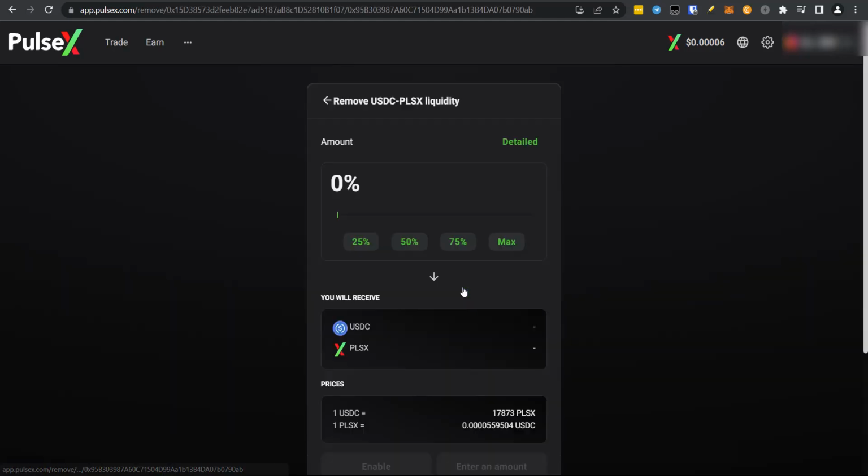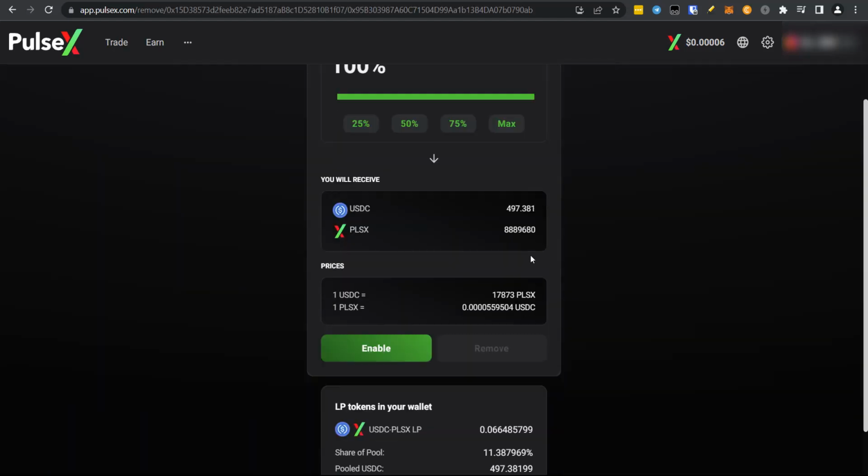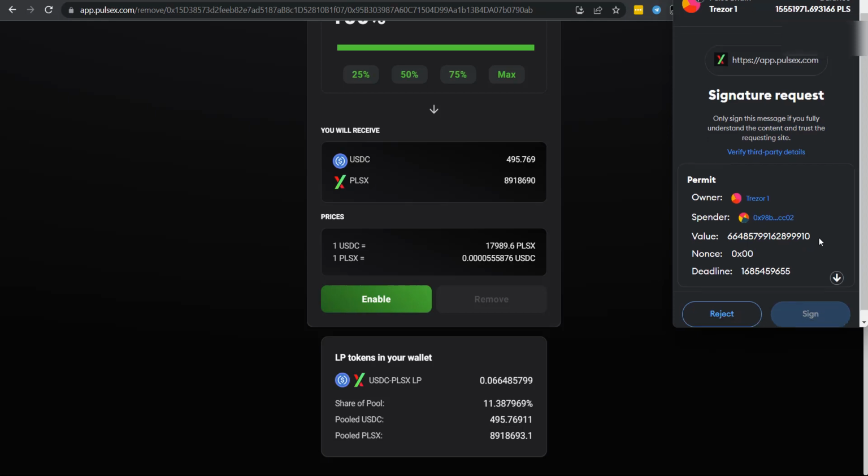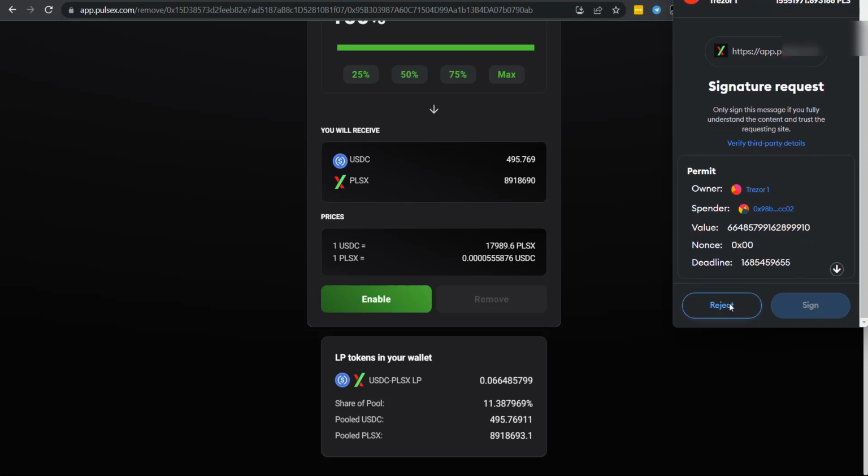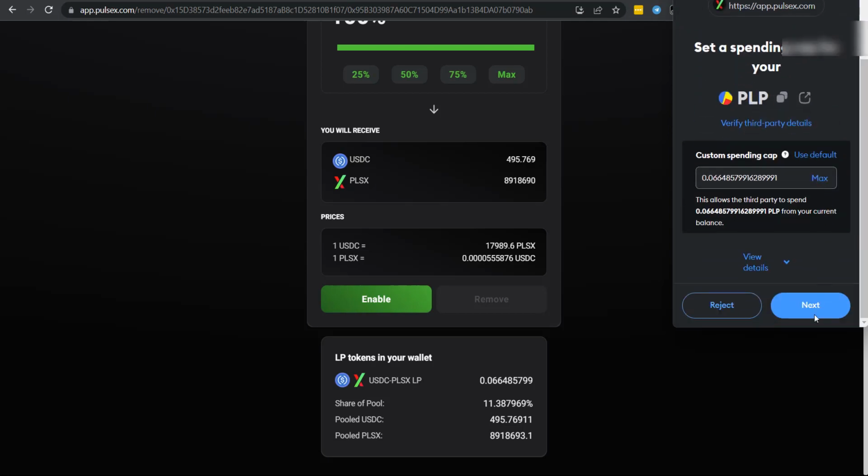I'm going to click remove, max, click enable. Again, that same weird glitch. I don't know if this is because of my treasure or not.